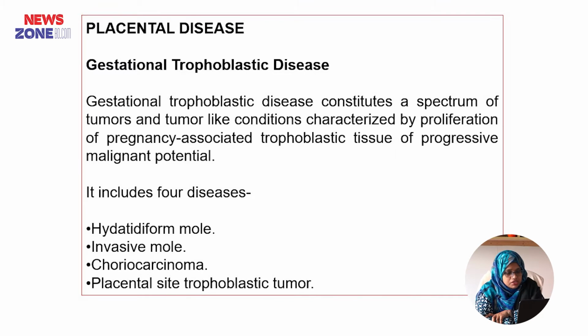Now, dear students, come to our next topic, that is placental disease, that is gestational trophoblastic disease. Gestational trophoblastic disease constitutes a spectrum of tumors and tumor-like conditions characterized by proliferation of pregnancy-associated trophoblastic tissue of progressive malignant potential. They include 4 diseases: hydatidiform mole, invasive mole, choriocarcinoma and placental site trophoblastic tumor.